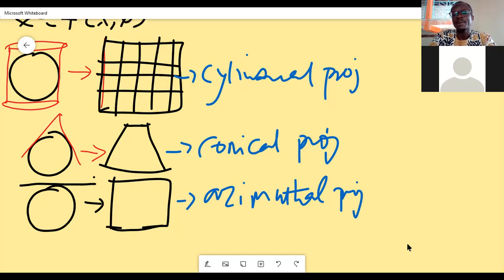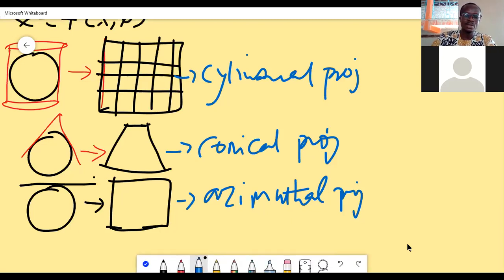So for a pilot using a map, they may choose to go for one of them. Now, okay, I'm not interested in the area. I'm interested in just direction. I want to make sure my direction is accurate and all that. So depending on the purpose of the map, a certain type or class of projection is used. So for conical projection, like I said, the temperate regions, it works very well with them. For polar regions, we want to go for the azimuthal. Another name for the azimuthal is stereographic projections.